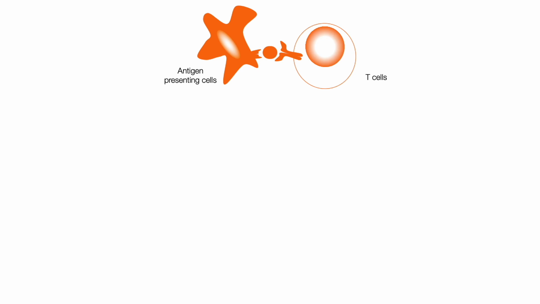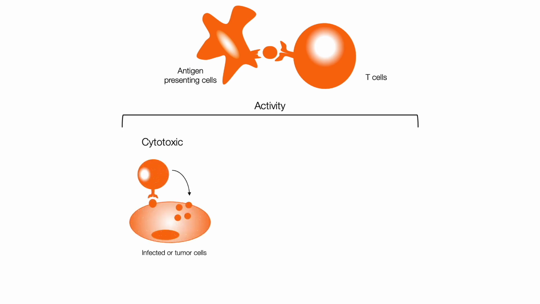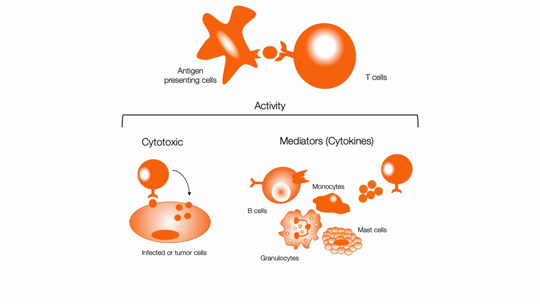Antigen-presenting cells present pieces of proteins to T cells, which are activated when their receptors can bind to these pieces of proteins, and then they start to activate their functions, which are mainly cytotoxicity, that is killing of cells, thanks to which they destroy infected or tumor cells, or production of immune mediators such as cytokines, which attract and activate other cells of the immune system during an infection or inflammatory response.